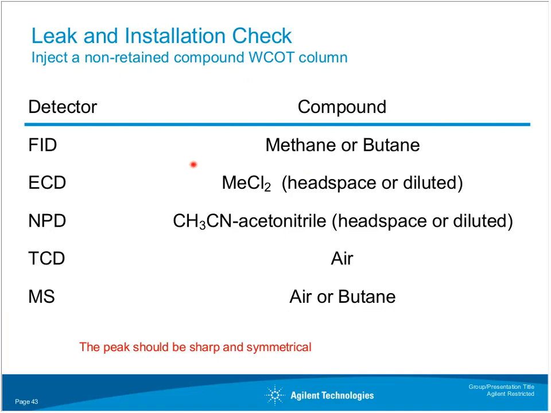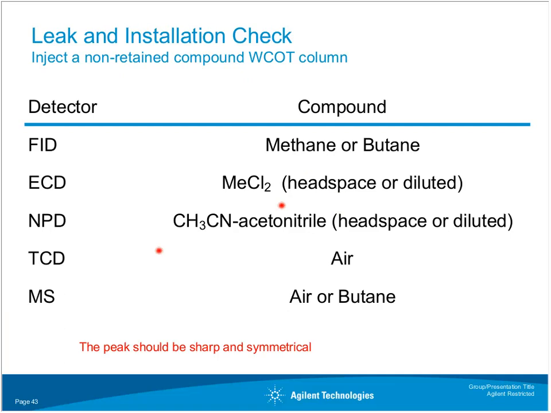So that's another reason why we typically recommend injecting a non-retained compound and actually measuring either your flow rate or your velocity. For an FID detector, methane or butane from a disposable lighter, just a little bit of the gas in there, works very well. For an ECD, we need something that's halogenated to get a good signal. You don't want to inject any liquid. That will kill your detector momentarily. So you just want a little bit. You just want to see a peak. So you just want the headspace of that.